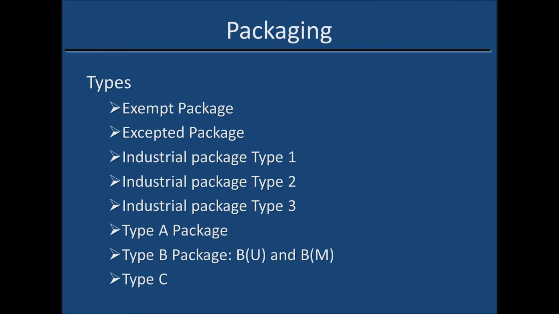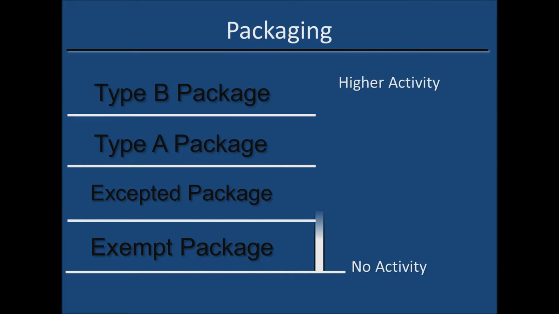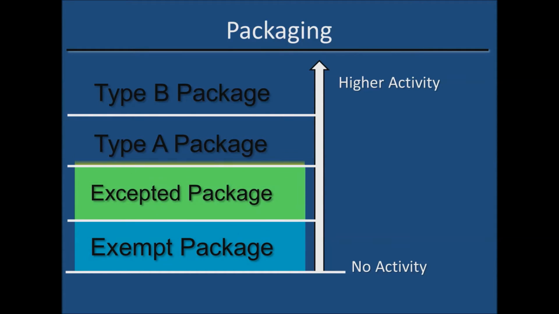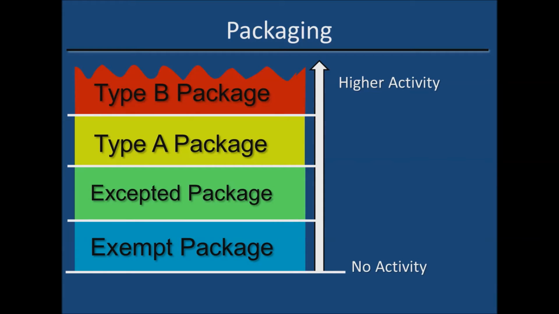Then you have packaging. Packaging of material. What package do you put said material into? So exempt package, accepted package. There's industrial packages, type A package, type B package, etc. So, moving on, our exempt package has lower amount of activities, exempt quantities. Accepted packages have limited quantities. Type A packages have type A quantities, and type B packages have type B quantities.